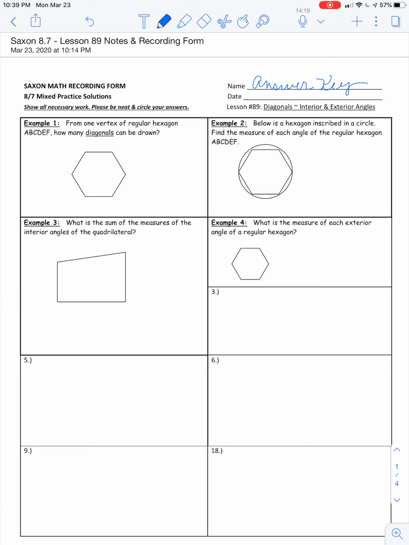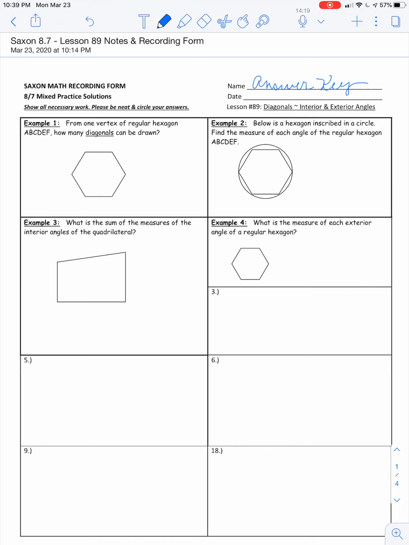Good morning to everyone. Today we're going to be looking at lesson 89. We're going to be talking about a couple different things. We're going to be addressing diagonals in a polygon. Also, we're going to be talking about interior and exterior angles that can be found in a polygon.